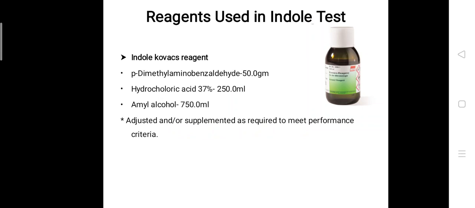Coming to the reagent that is used in the indole test, here we have the Kovac's reagent. This Kovac's reagent constitutes p-dimethylaminobenzaldehyde 50.0 gram, hydrochloric acid 37%, 250.0 ml, and amyl alcohol 750.0 ml. However, it can be adjusted or supplemented as required to meet the performance criteria. The alternative to the Kovac's reagent is Ehrlich reagent. This Ehrlich reagent is more sensitive than the Kovac's reagent, yet Kovac's reagent is more commonly used in the indole test.